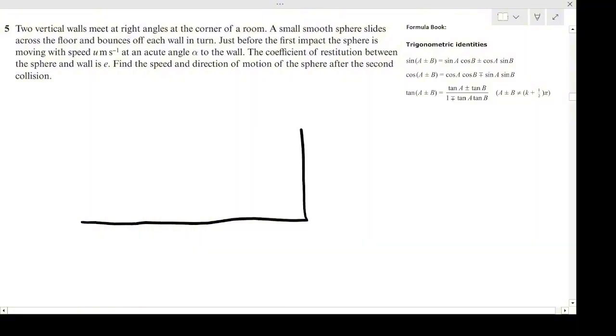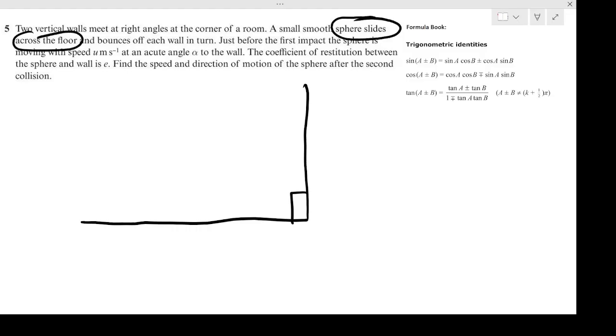Right, so again, let's draw the situation first. So we've got two vertical walls at right angles. They're going to look like this. So one's horizontal and one's going to be vertical like that. So there we are. Okay, then I'm told a small smooth sphere slides across the floor and bounces off each wall in turn. Now I want to clarify, this is where the question's a bit deceptive. It says that the sphere slides across the floor. You might be thinking it's just on the floor moving forward like this.